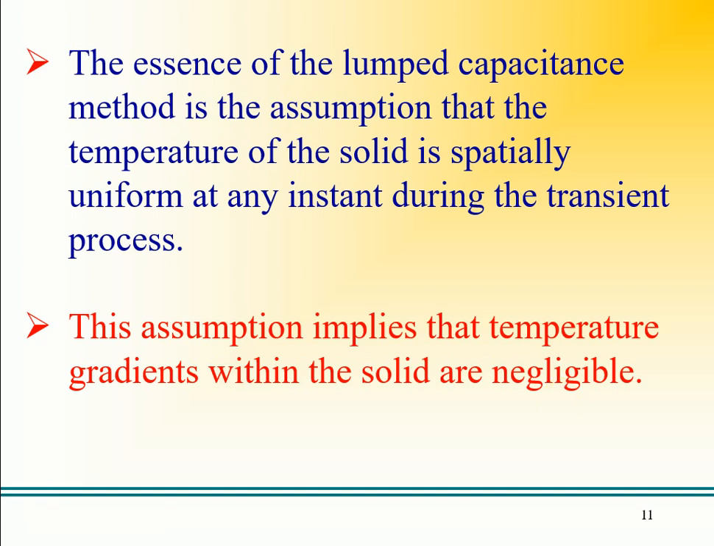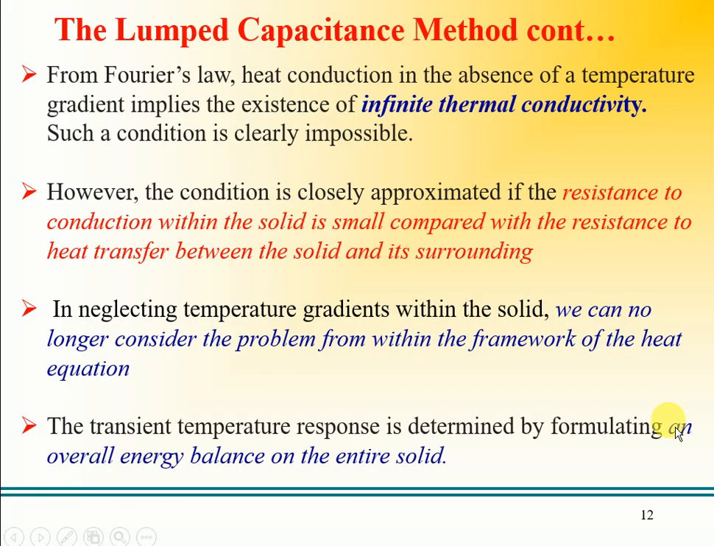So the essence of the lumped capacitance method is the assumption that the temperature of the solid is spatially uniform. Spatially uniform means at different positions it is uniform at any instant during the transient process. Only the temperature changes with time. This assumption implies that temperature gradients within the solid are negligible. So the main assumption is that there is no temperature gradient within the solid, and the solid is cooling only with time. That is the lumped capacitance model.